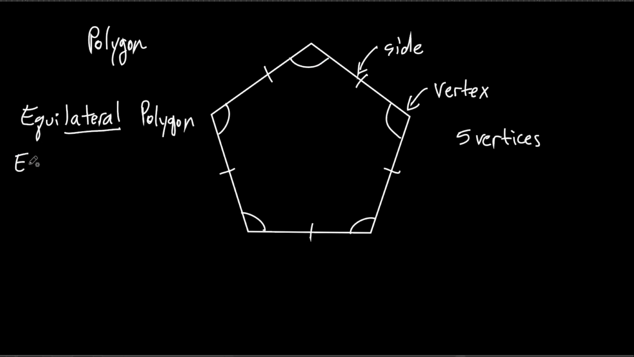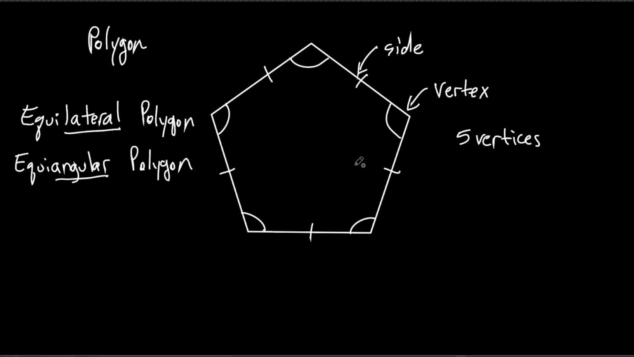So we have another word for that. We also call it equi..., but not lateral this time. We're talking about the angles. So what would we call it? Equi... angular. But that's a good guess. Okay, all right, so we call this an equiangular polygon. That means all the angles are equal, okay?